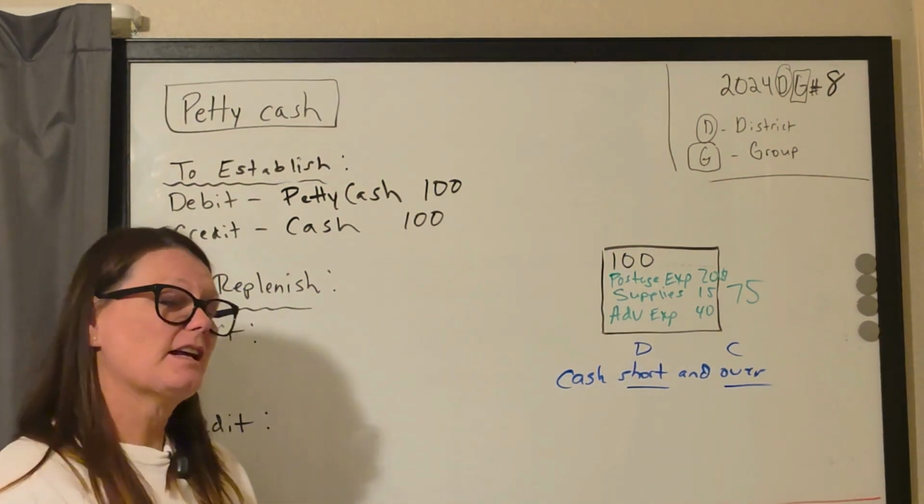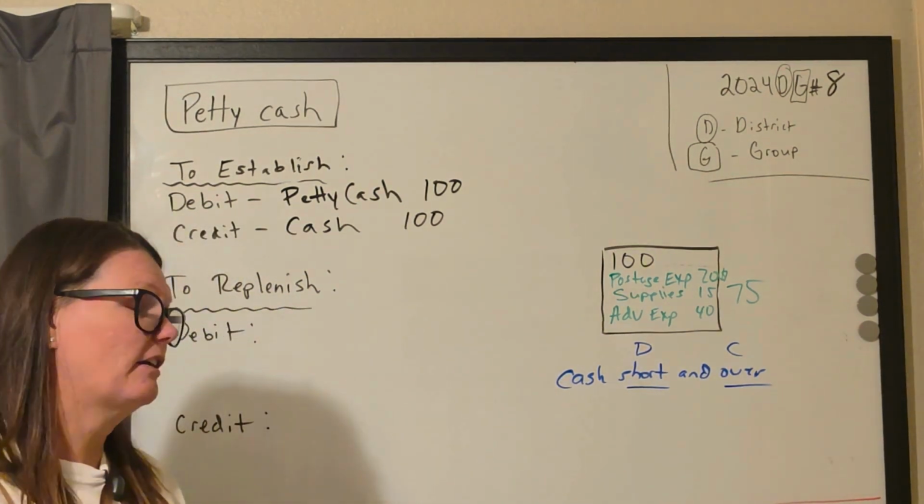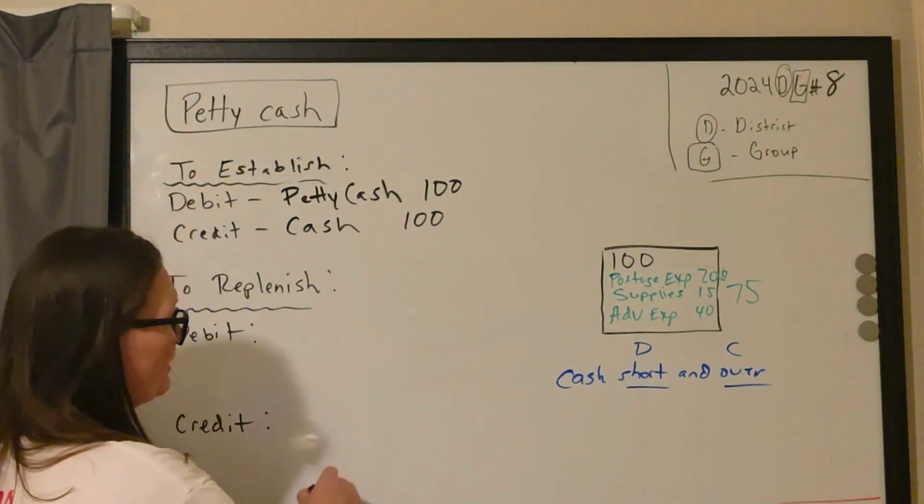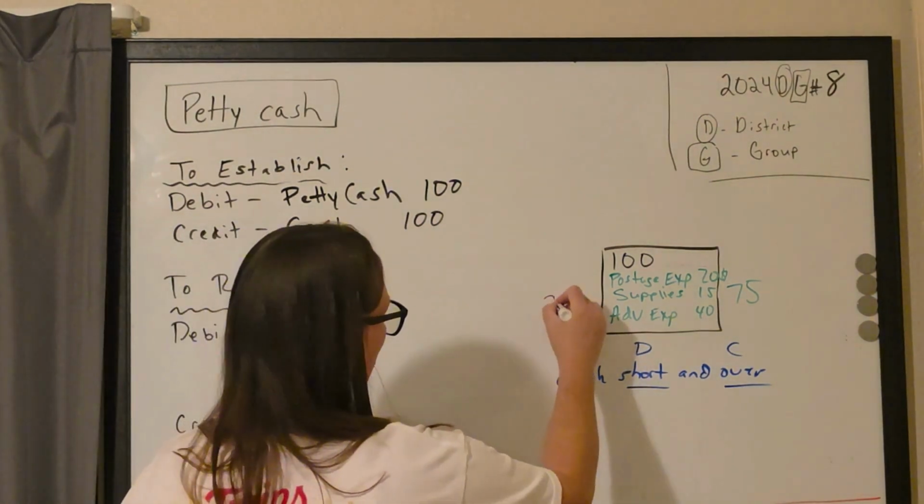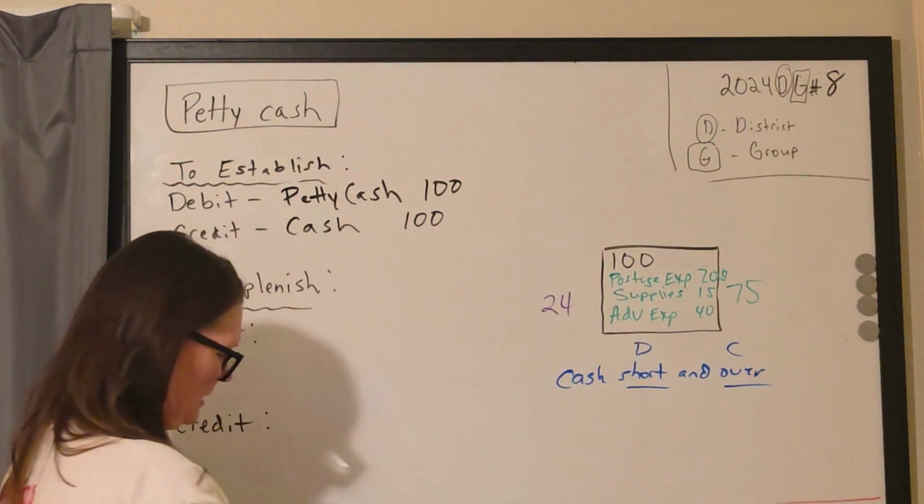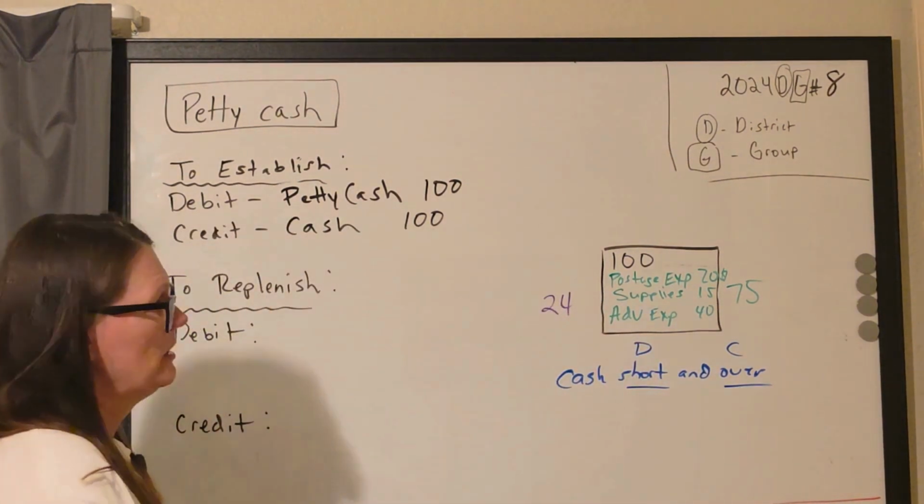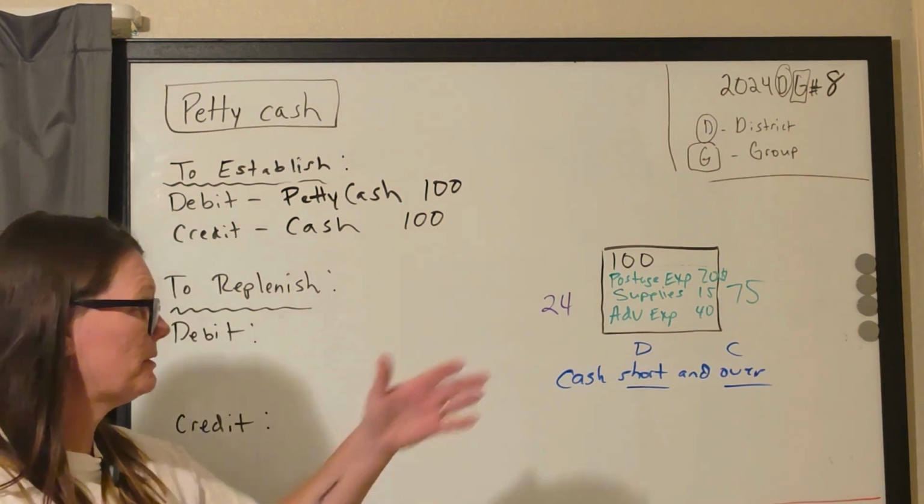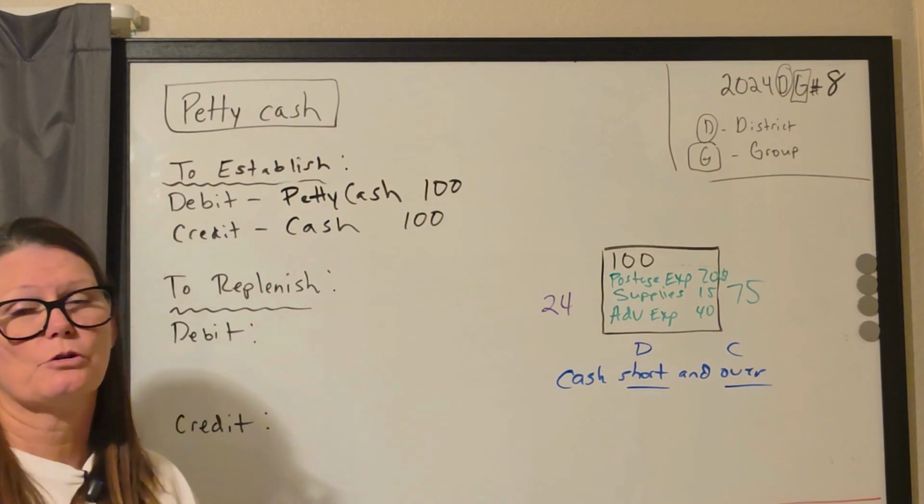$25. But sometimes when we actually count it, it doesn't always match. So let's say when we counted it, there was only $24 in there. So you have to ask yourself, are we short? Are we over? It's supposed to be 25, there's 24, so we're short.